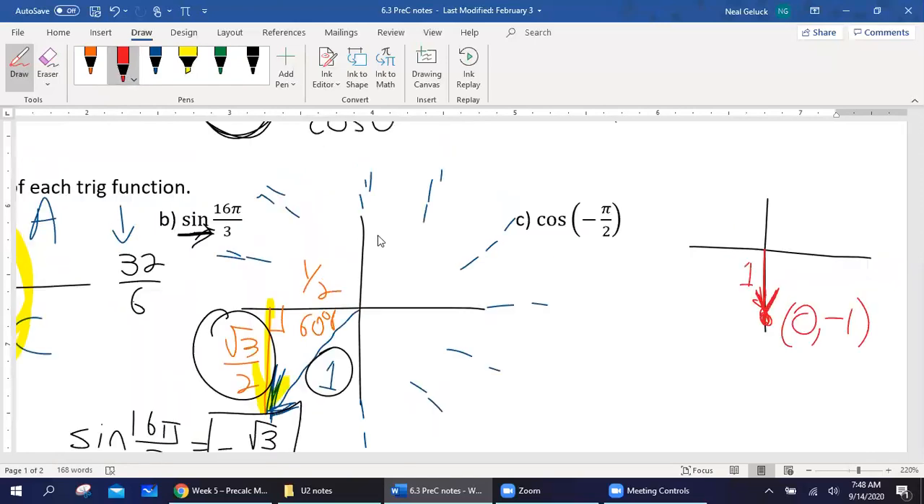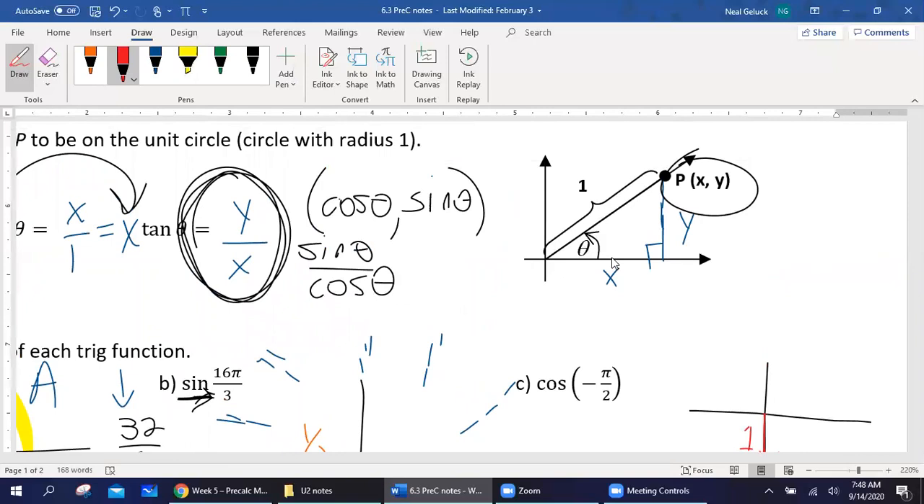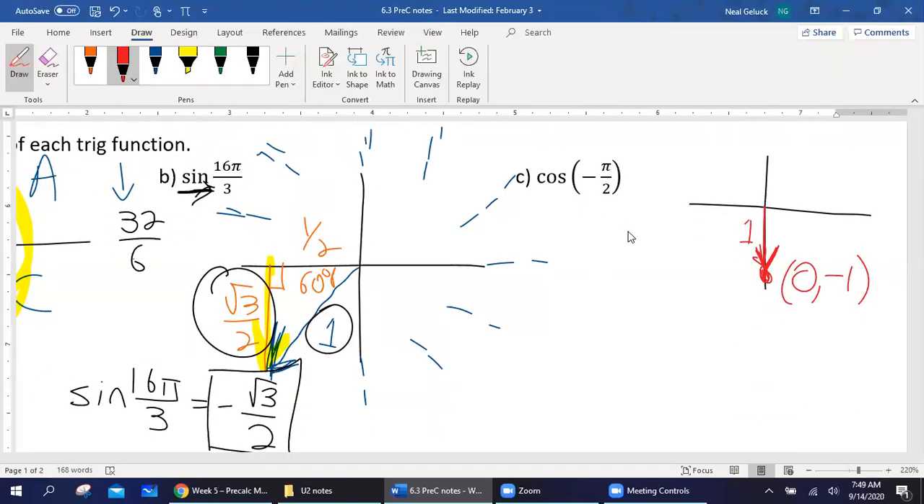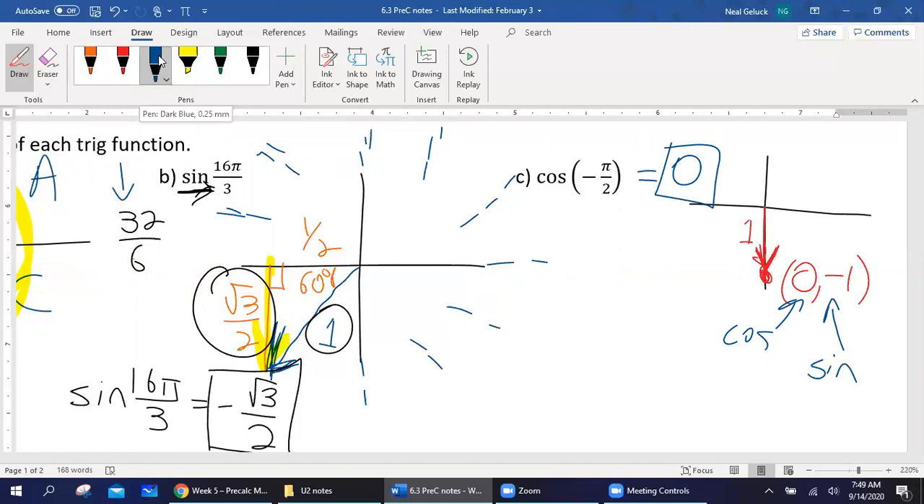Remember what we went over up here. If I'm on the unit circle, which I am, the x coordinate is the cosine. The y coordinate is the sine. So I don't even have to actually do any triangle work. That's the cosine right there. So the cosine of -pi over 2 is 0. Had I asked you for the sine, it would be -1. And that's it.